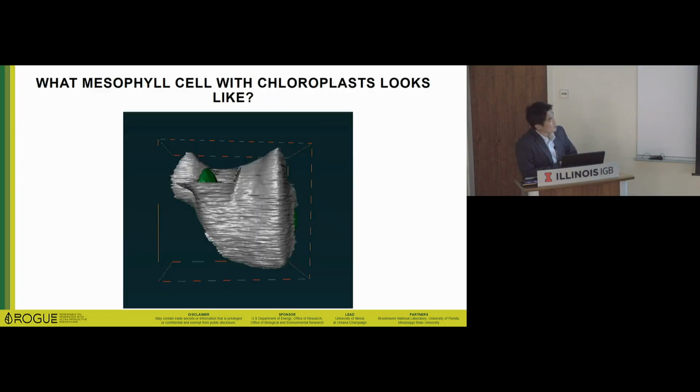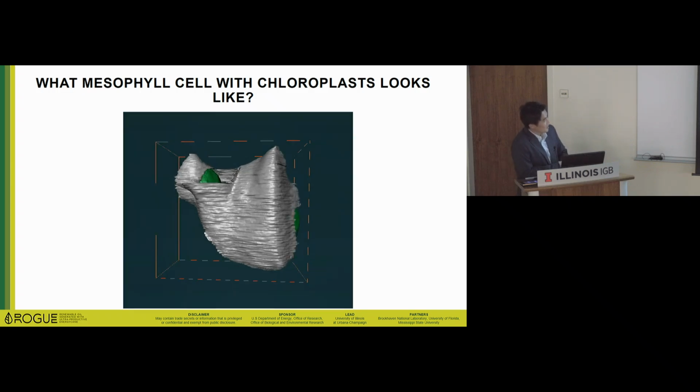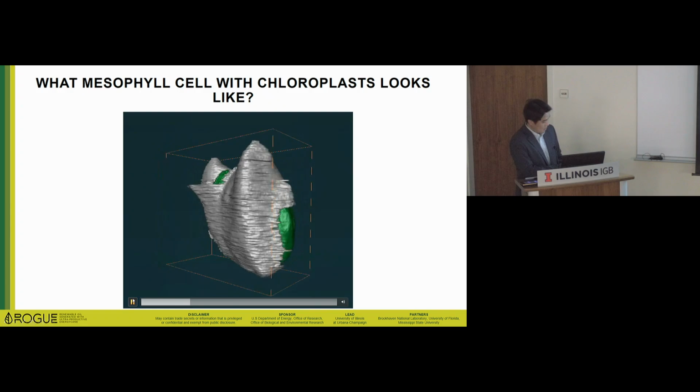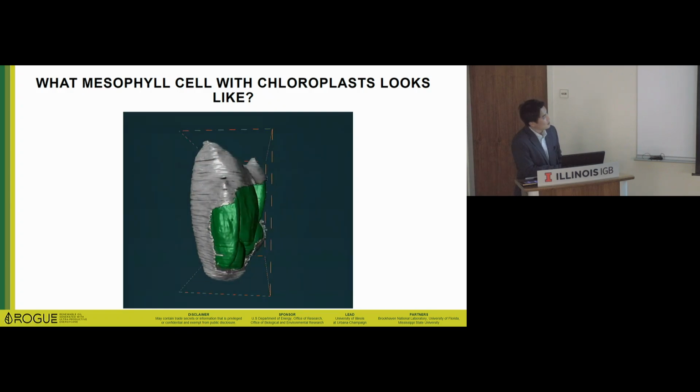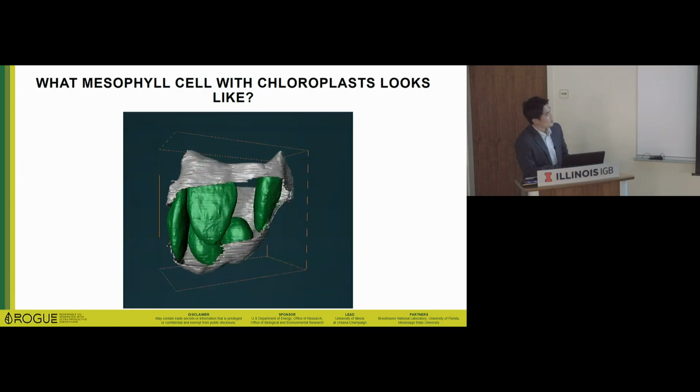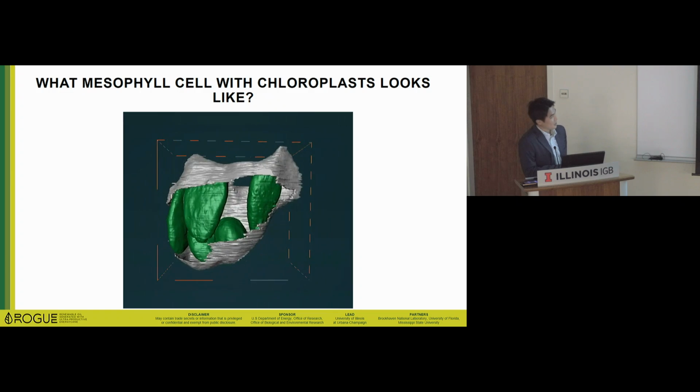And what does the mesophyll cell with the chloroplasts look like? I'd like you to see this video. I can watch it all day, so let's look at this video quickly. The gray color is also the mesophyll cell wall, and the green color is chloroplast. This is part of the mesophyll cell. Yes, this is the mesophyll cell chloroplast, and this gray color is the cell wall.